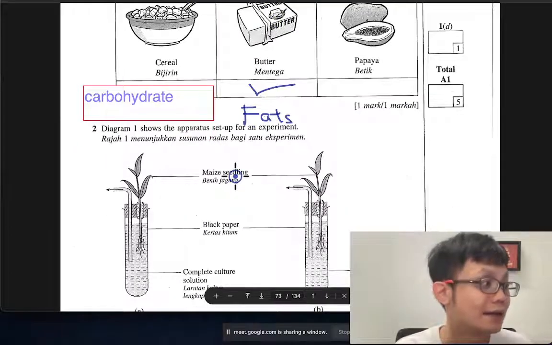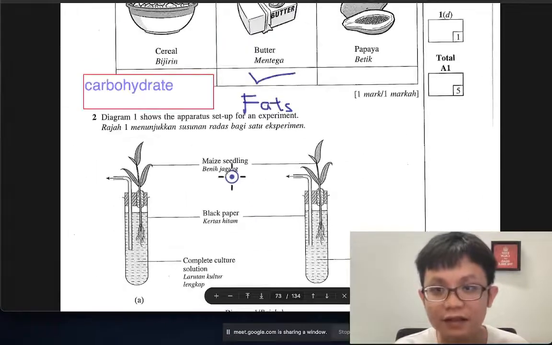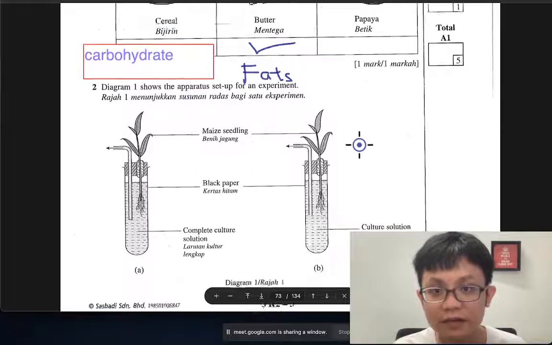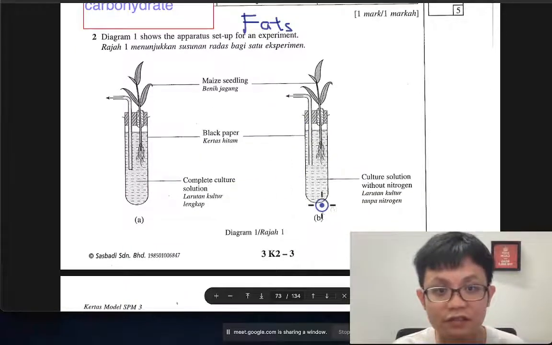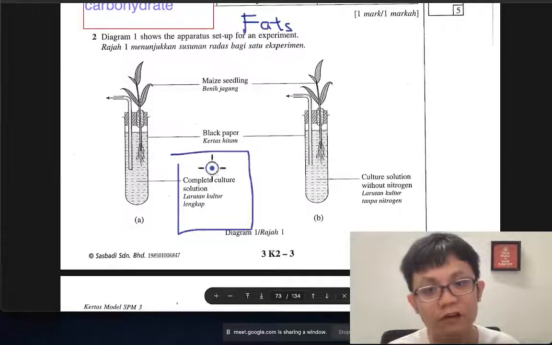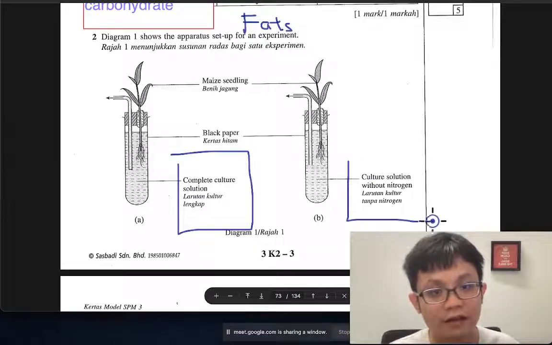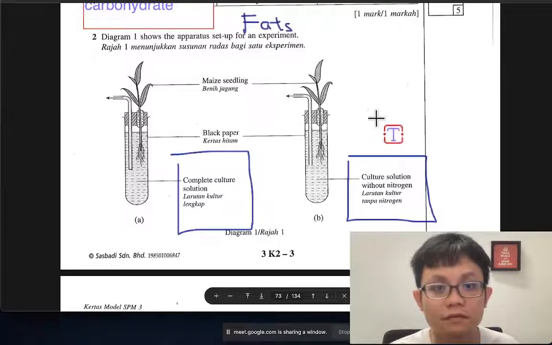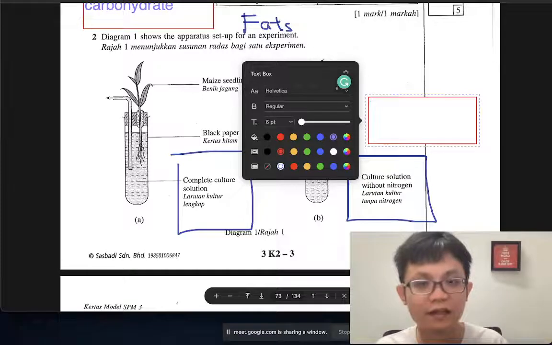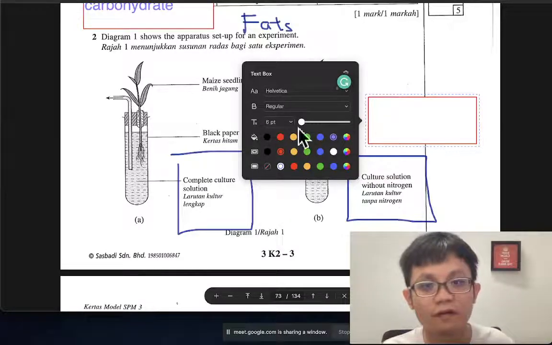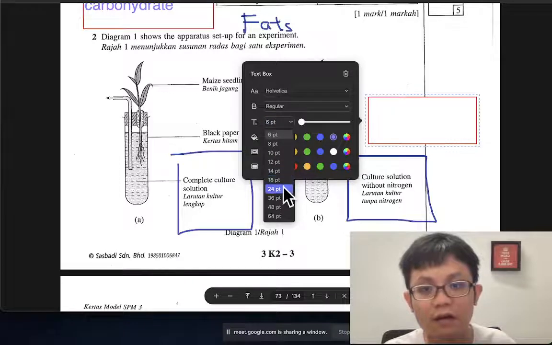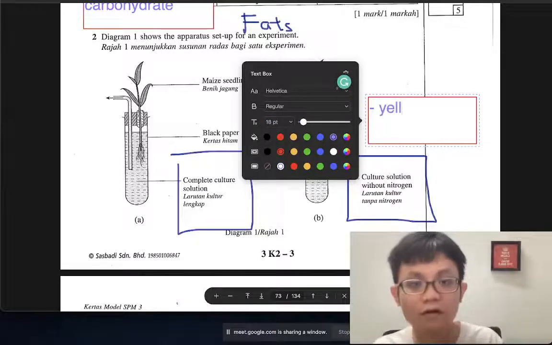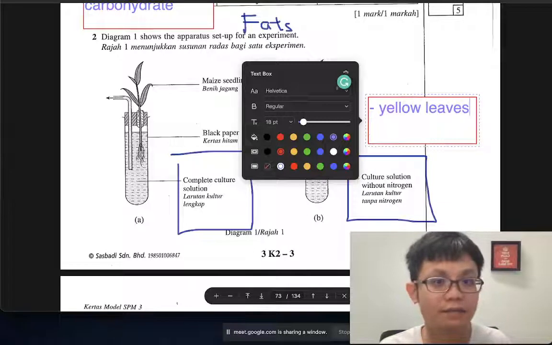Okay, lastly, let's do the last question. Diagram 1 shows the apparatus of the experiment: maize seedling, black paper, complete culture solution. So obviously, what they want to test is one is complete, one is lack of what? Nitrogen. Lack of nitrogen. So lack of nitrogen, what will happen? Nitrogen deficiency gives yellow leaves. Yellow leaf, very good. Weak stem. Yellow leaf, weak stem.